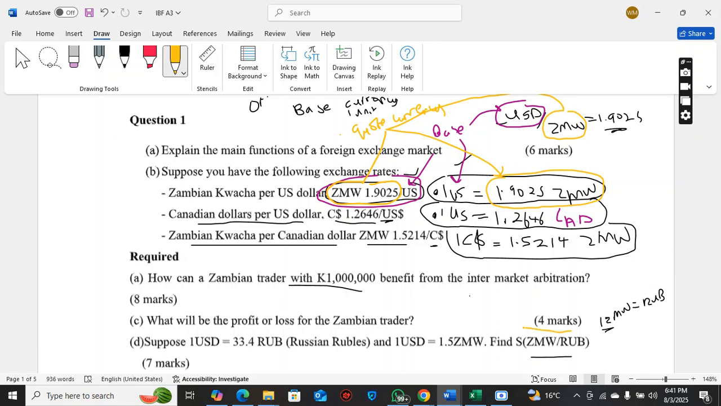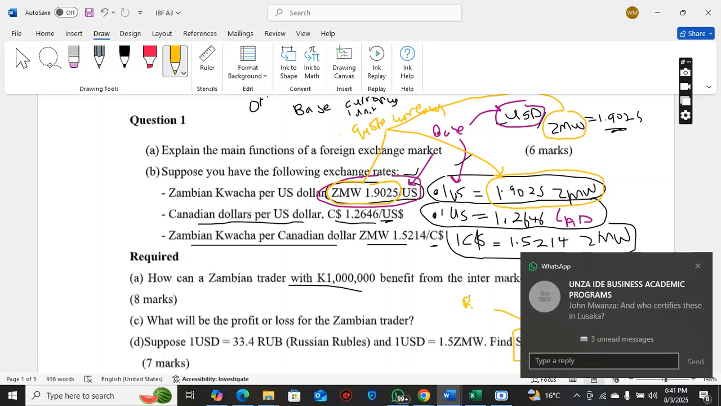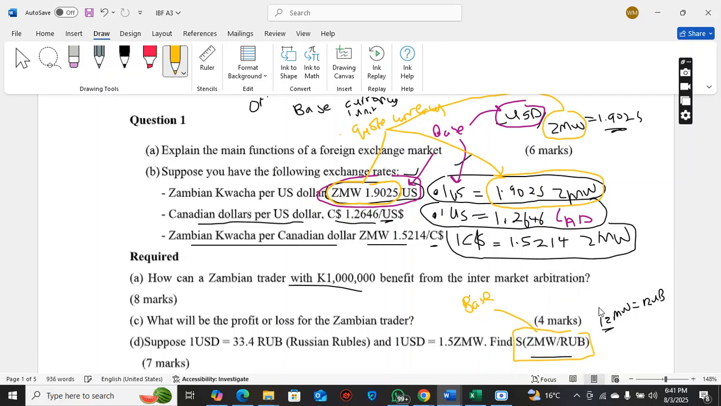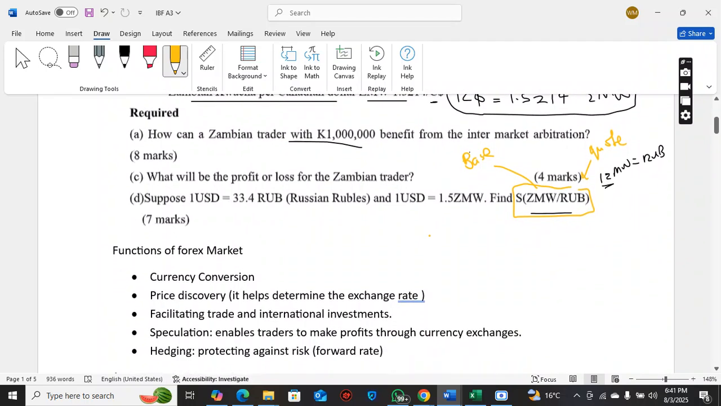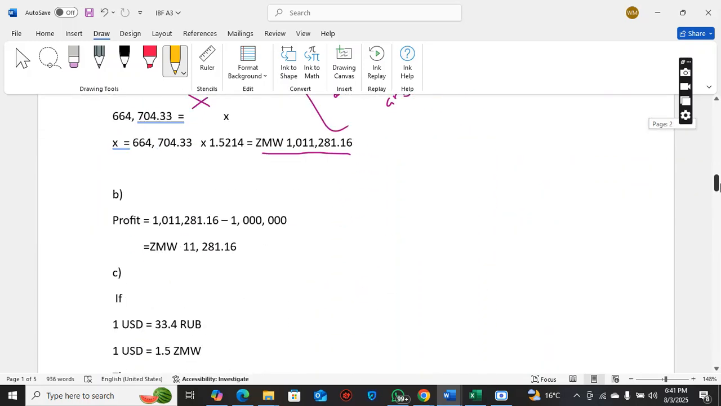So in this question here, since the ZMW is on top, it's the base currency. It means the one we have 1 unit of. And then the rubles is the quote currency where we need to find the figure. Okay, so we have $1 equals 33.4 rubles and $1 equals 1.75 kwacha. Here it's just a matter of substitution, colleagues.